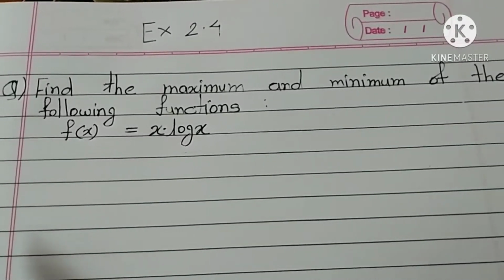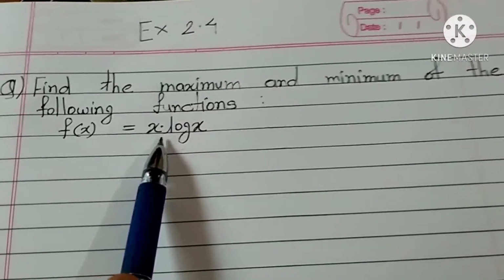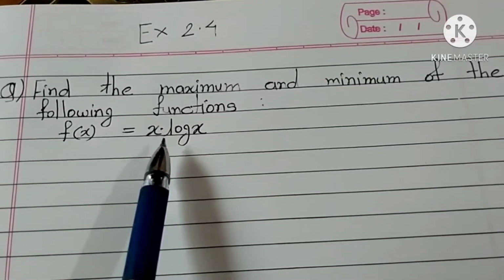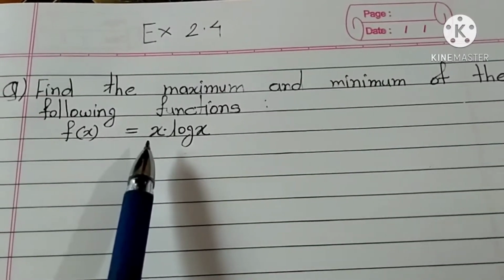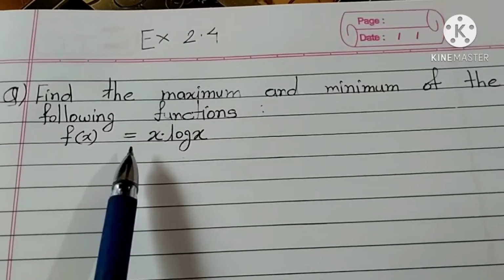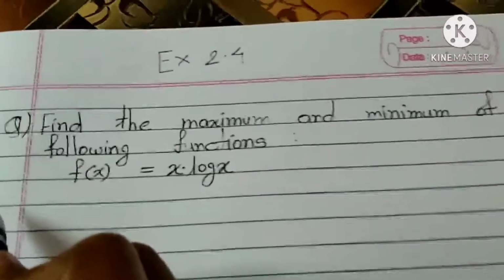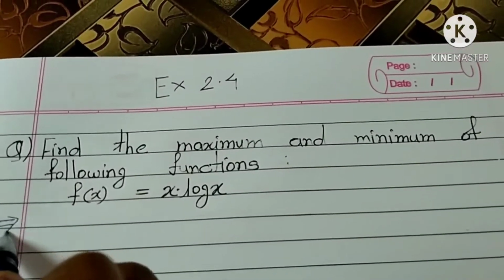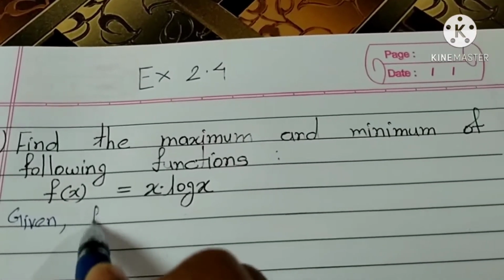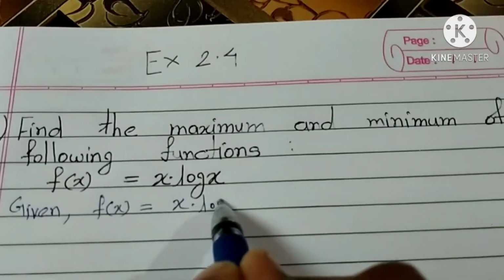So we know the steps: first find f dash of x and f double dash of x, then for extreme values take f dash of x equal to 0, then we get stationary points, and for each stationary point we have to find the maximum and minimum value. Okay, so let us start to solve it. First write the given: f of x is equal to x into log x.